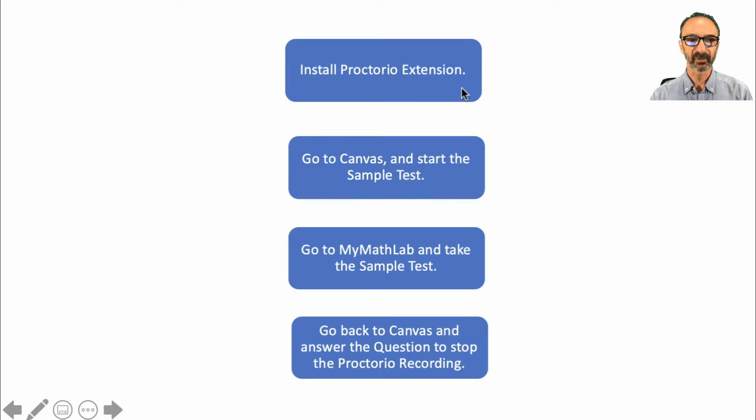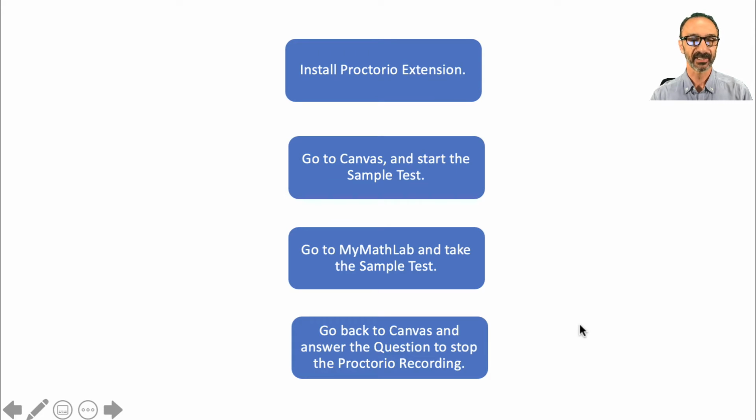We're going to install the Proctorio extension. Go to Canvas and start the sample test. Go to MyMathLab and take the sample test there. Come back to Canvas, answer the question to stop the Proctorio recording, and we are done. Let's take it step by step.